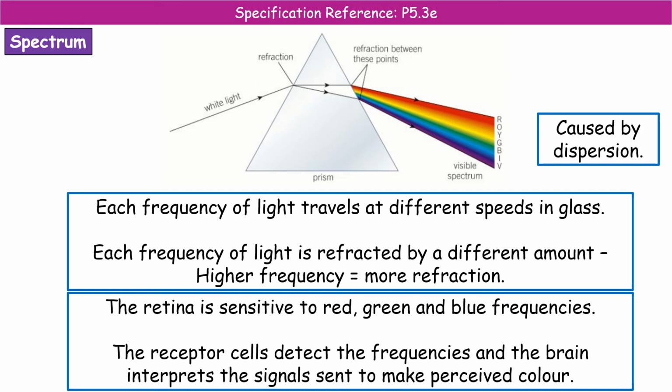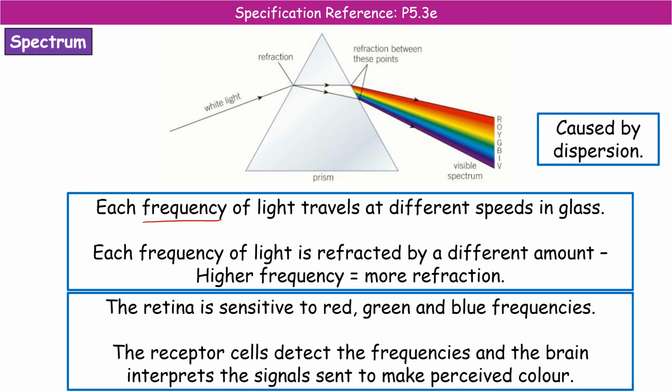Now, the reason that this happens when we shine the white light through the prism is because each of those different colours has its own frequency. Different frequencies of light travel at different speeds through glass. So as a result, each of those individual frequencies of light is going to be refracted by a different amount. The higher the frequency, the greater the degree of refraction here.